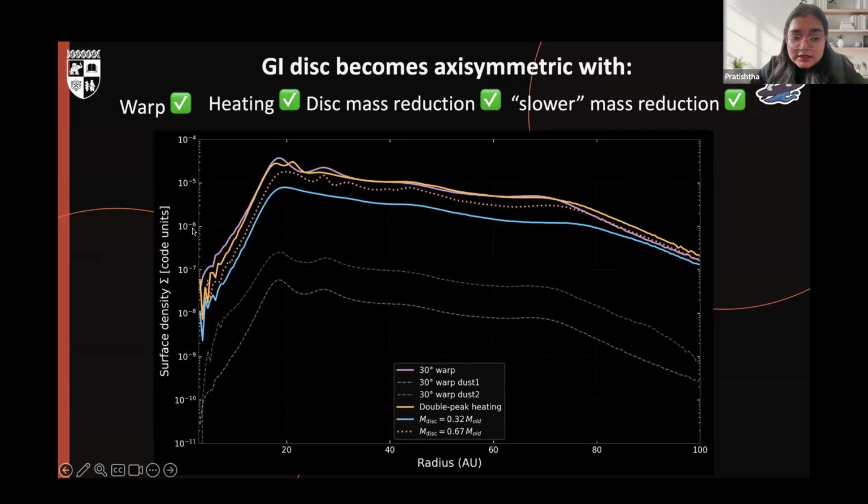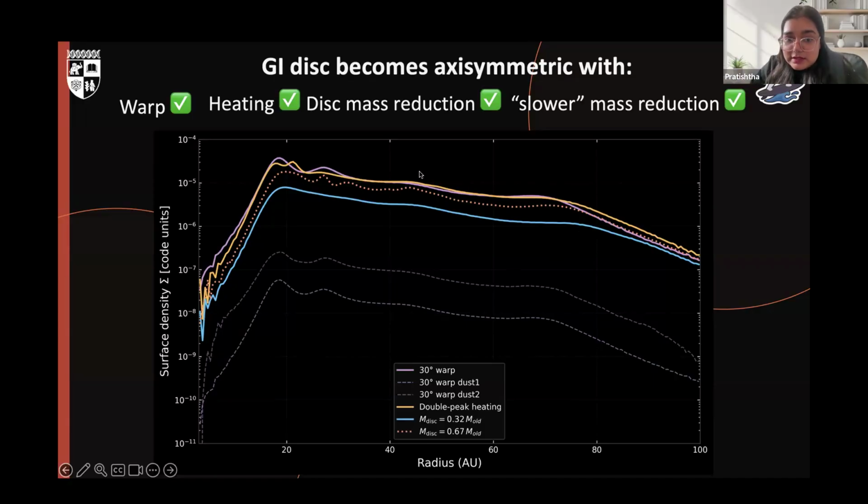And yeah, in this plot, we see the surface mass density versus the radius. And I've plotted this for a number of cases. So we have this pink line is the 30-degree warp. These two are the dust sizes that we had in the 30-degree warp simulation. All the other simulations, the control tests that we did, were gas only. So there is no dust for those cases. The orange curve here is the double peak heating. And then two of the highest and the lowest mass that we reduce the disk to are shown here. And all of these show the same bump in the surface mass density that corresponds to a ring-like feature.